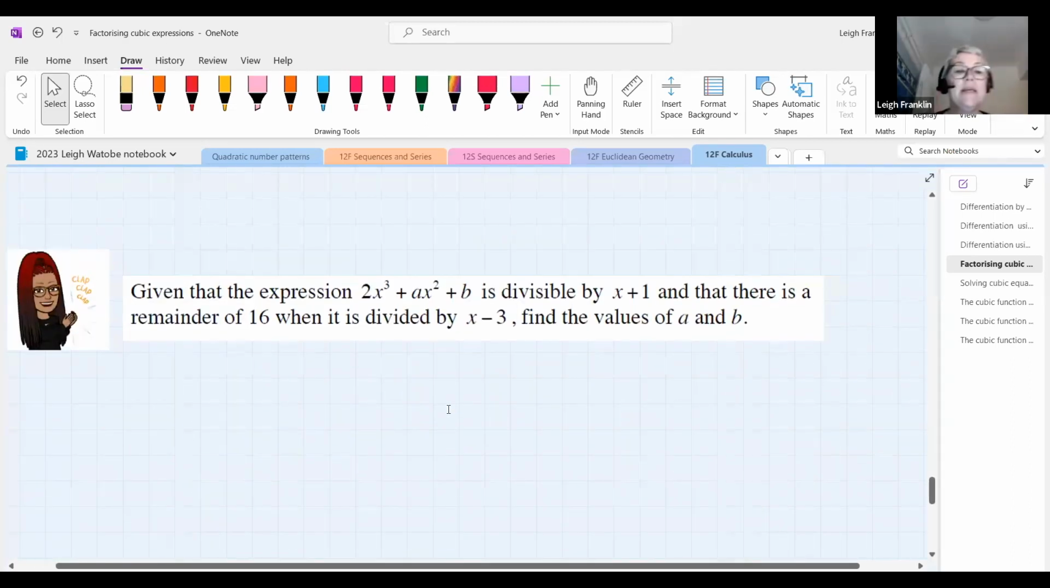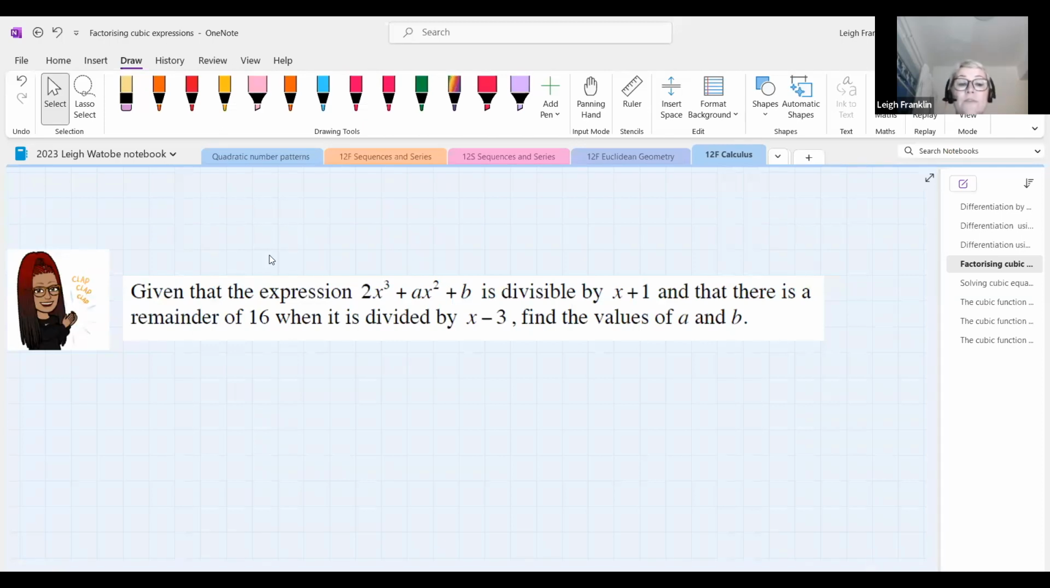Okay, and then you can see here, this is a mixture of the two. All right, so it says given the expression 2x cubed plus ax squared plus b is divisible by x plus 1, and that there is a remainder of 16 when it is divided by x minus 3, find the values of a and b. So here in this particular question, we are combining what we would do with factor theorem with what we would do with remainder theorem.